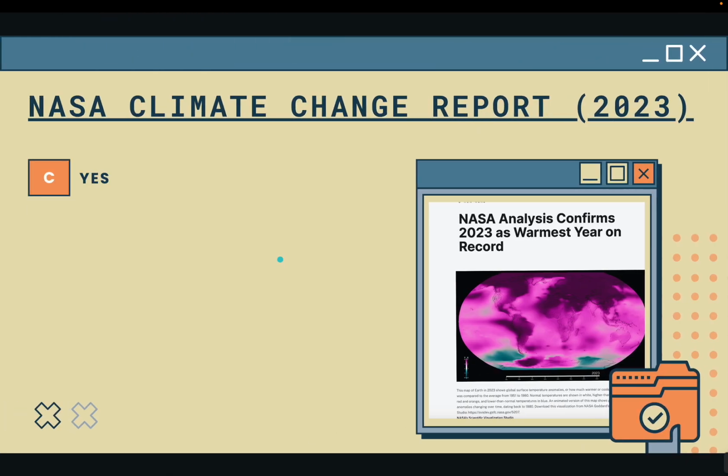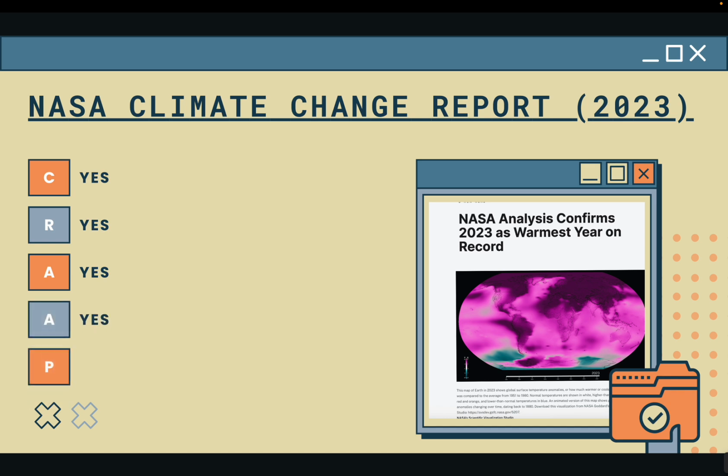So this goes over our different guides. Currency, it was recent. Relevance, it was relevant. Authority, who wrote it? It was a relevant author. Accuracy, it was accurate and factual. And purpose, why was it written? It was written to inform us about climate change. So it was written for good reasons.